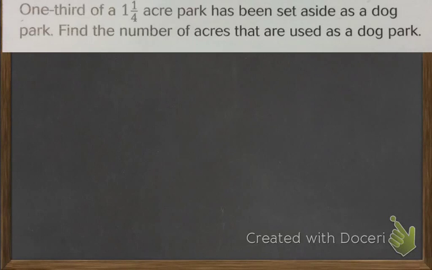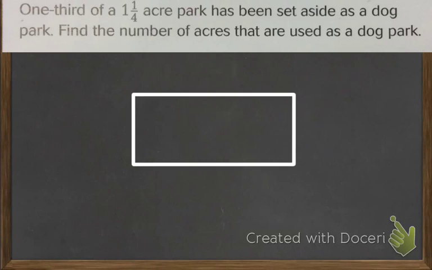So our problem says 1/3 of a 1 1/4 acre park has been set aside as a dog park. Find the number of acres that are used as a dog park. So what we're going to do is use the area model to find this. We'll draw it out, and then we will kind of split this in half.